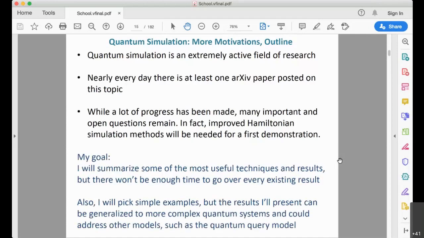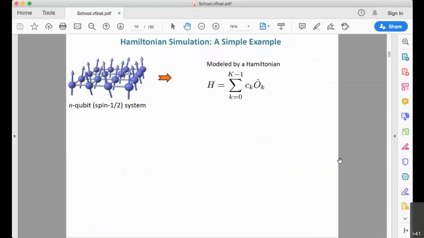So my goal in this talk will be to summarize some of the most useful techniques and results for this problem, okay? But certainly there won't be enough time to go over every existing result because, as I said, there are hundreds of papers on this. Also, I will pick some simple examples to lower the technical content, okay? But I will clarify at the end that the results that I present can be generalized to simulating more complex quantum systems and even address other more complicated models for this problem.